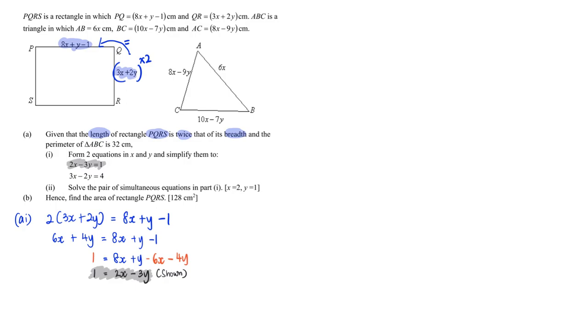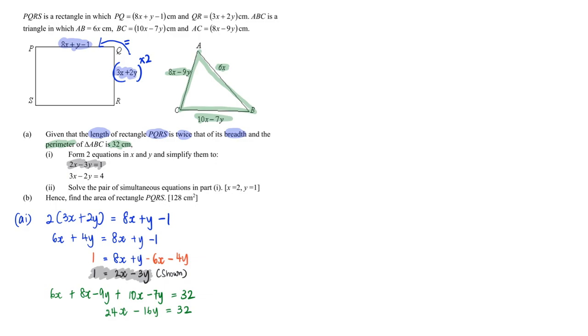The second equation now involves the perimeter of the triangle ABC, and I've actually got the 3 sides. Perimeter means if I add these, they must give me back my 32. And you will see in my working, I will then have 6x plus 8x minus 9y plus 10x minus 7y, and this will give me my 32, the perimeter. And then continue to simplify: 24x minus 16y equals 32.